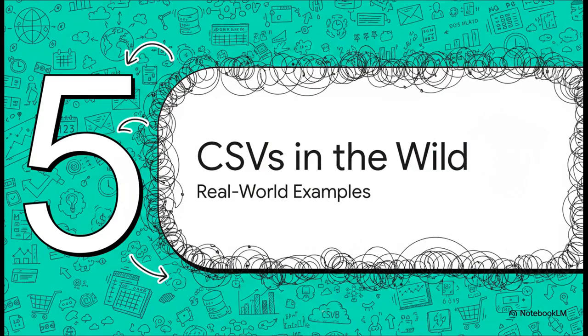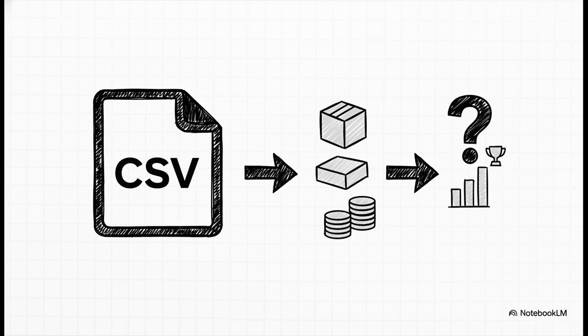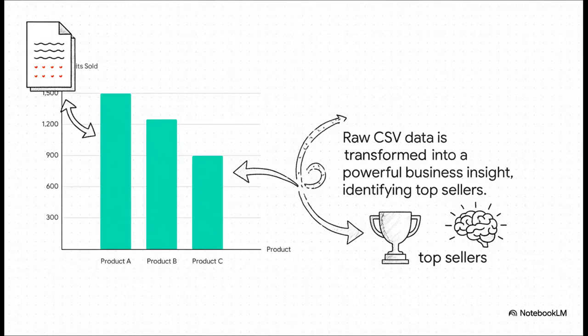All right, so we've talked about the how. Let's get to the why. Where do we actually see these CSVs being used out there in the wild? So let's picture a company. They save all their daily sales data in a big CSV file. It's got columns for the product name, how many were sold, the price, all that good stuff. And now they need to figure out what their best-selling products are. A program can read that simple CSV file, process all those rows of text, calculate the totals, and boom, generate a report that looks like this. The raw, kind of boring text data from the CSV gets transformed into a really powerful business insight. It's all thanks to that simple, comma-separated format.